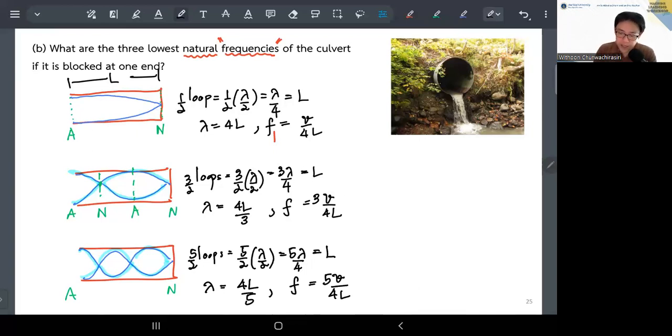Once again, we have already defined v over 4L to be our fundamental frequency. Can you see something here? v over 4L shows up down here as well. You can start to see that the next possible frequency that you can generate a standing wave at is 3 times the fundamental, followed by 5 times. That means in this particular tube, one open and one closed, you only get odd multiples of the fundamental.